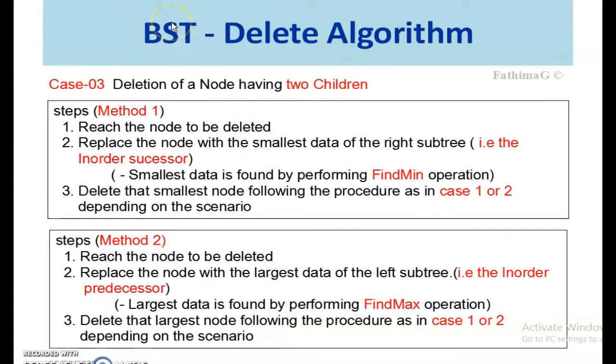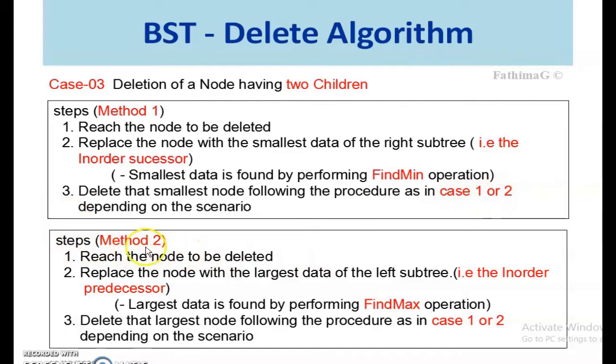Next, consider the case 3 where deletion of a node having two children. There are two methods to perform this case of deletion. In method 1, reach the node to be deleted, replace the node with the smallest data of the right subtree, which is nothing but the in-order successor. The smallest data is found by performing the find-min operation in the right subtree. Then delete the smallest node following the procedure as in case 1 or 2 depending on the scenario.